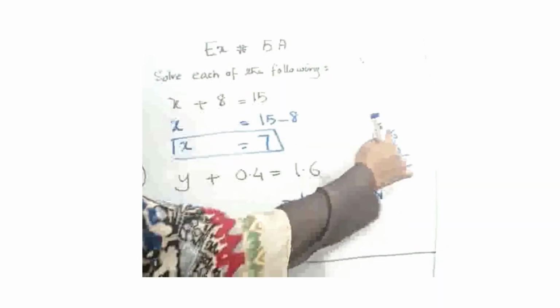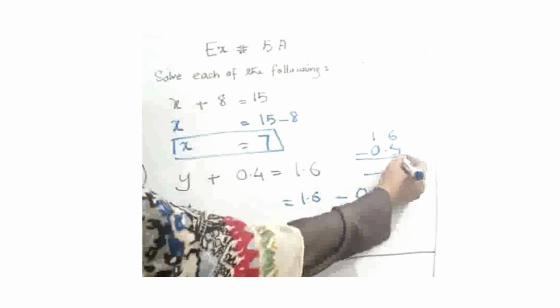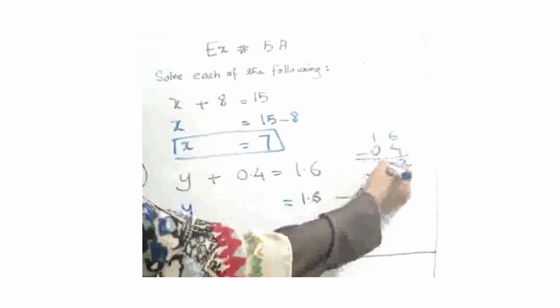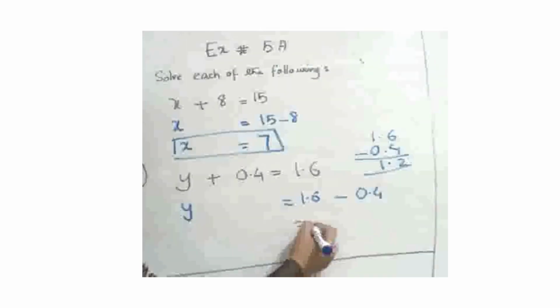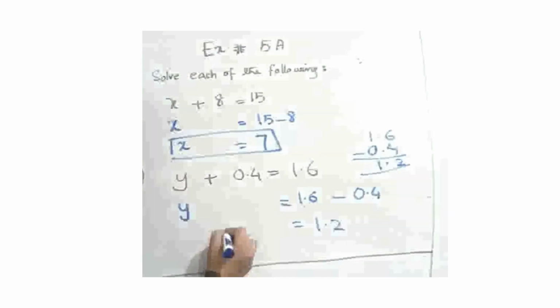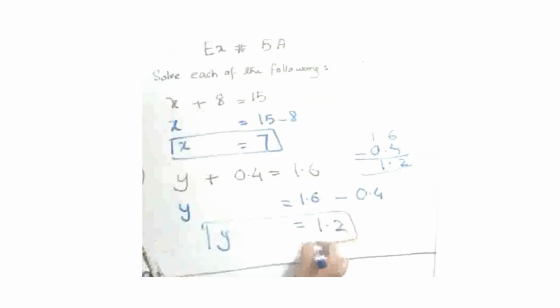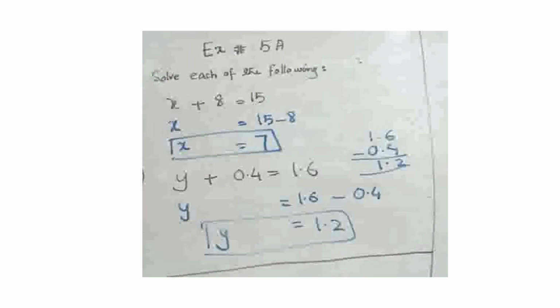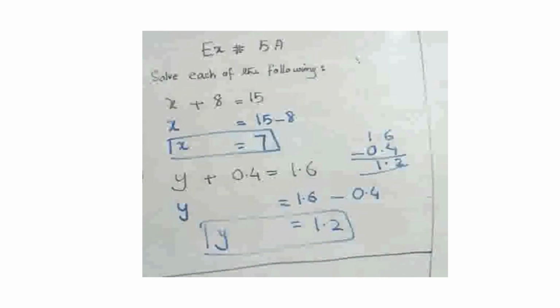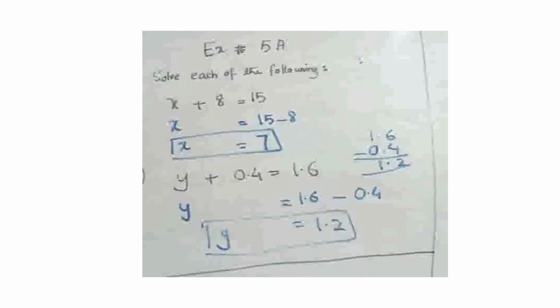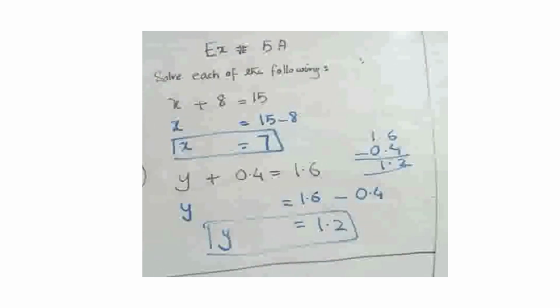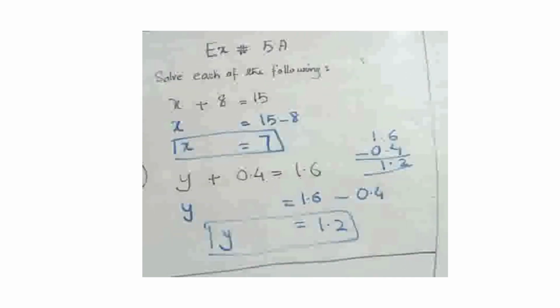So you have to subtract it. 6 minus 4 is 2. The decimal comes below the decimal, and 1 minus 0 is 1. So what have you got? 1.2. This is the value of y. In this way you can complete this whole exercise. Let's do some more parts. Whatever parts I am leaving, you have to do by yourself too. Let's do part 4. It also has decimals, so I want you to do it.